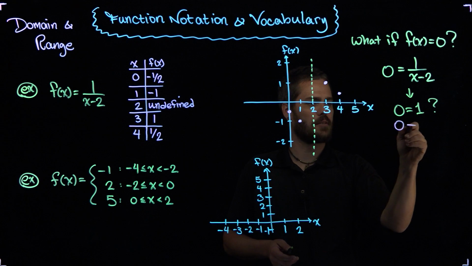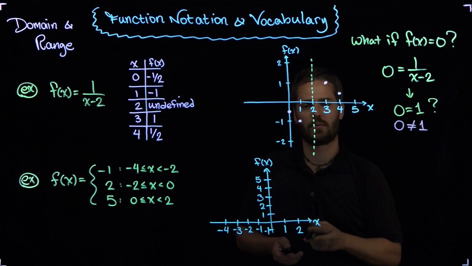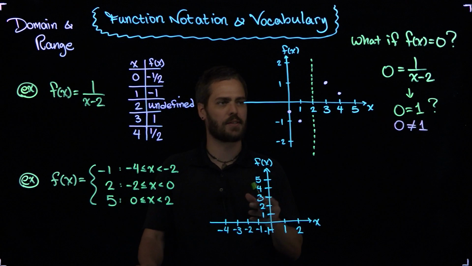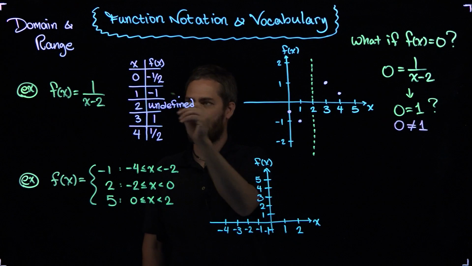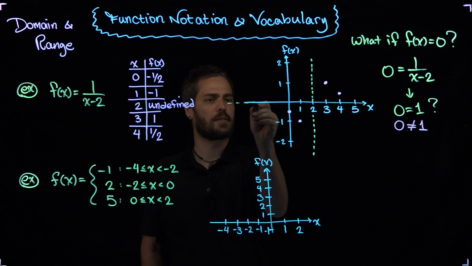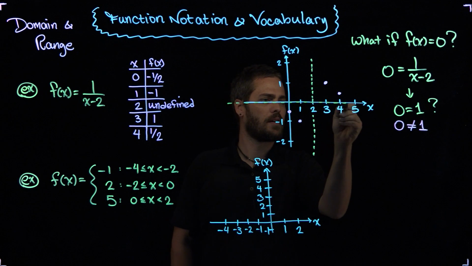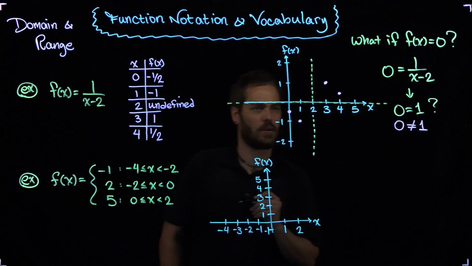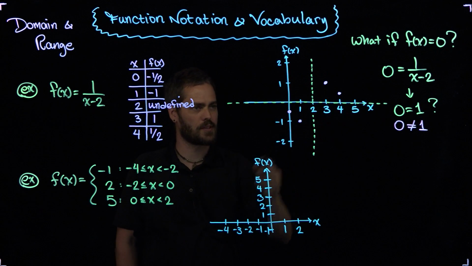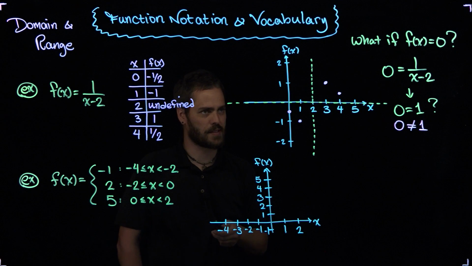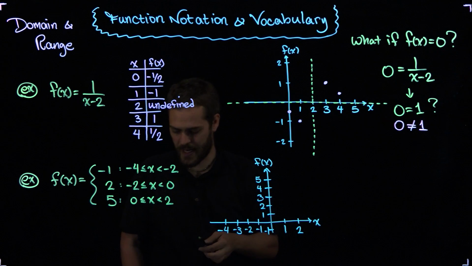In fact, 0 does not equal 1. So what this means is we have a horizontal asymptote as well, right along 0, right along f of x or y equals 0. Okay, and so I'll put that right there. We've got two asymptotes, a vertical and a horizontal. Those are untouchable places. Now let's see what else happens.